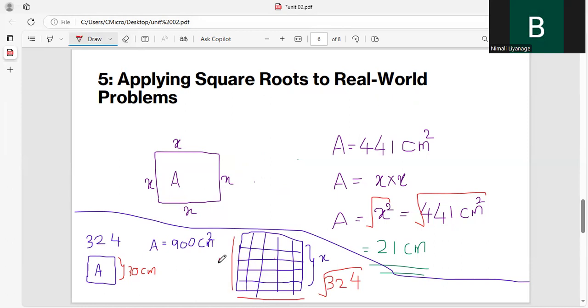18 tiles. Now we know the length of one tile is 30. The number of tiles in one side is 18. So we can find easily the length of one side: 18 by 30 is equal to 540 centimeters. You can leisurely find this again. Please stop the video and find, then you can play again.